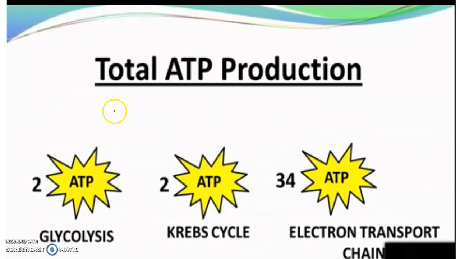Let's look at the total count of ATP production during the process. In glycolysis there were 2 ATP produced, in the Krebs cycle 2 ATP were produced, and in the electron transport chain 34 ATP were produced from FADH and NADH. So the total production of ATP during cellular respiration, from the stages of glycolysis, Krebs cycle, and electron transport chain, is 38 ATP.